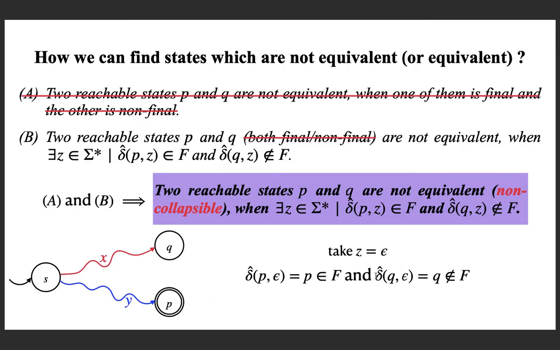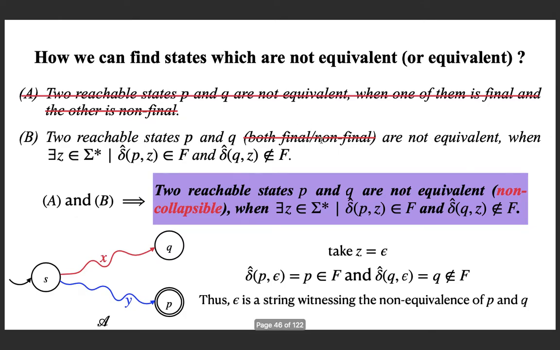So, you have a Z such that the path from one of them for Z is going to a final state and from the other is going to a non-final state. So, Z is epsilon for the first case. So, the second line is enough by removing this restriction. I hope you are with me. This is what I said, epsilon is a string witnessing the non-equivalence for P and Q in this case.